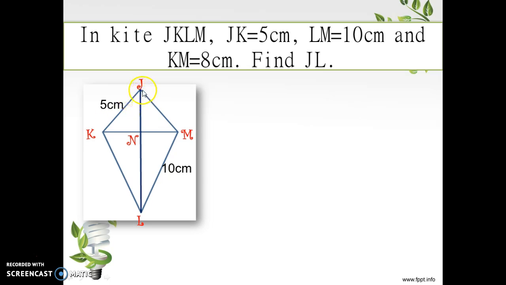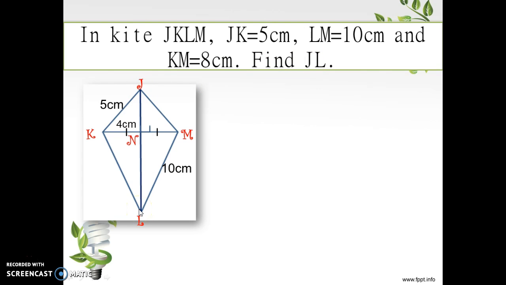So since diagonal JL bisected diagonal KM, it's expected that we can form two congruent parts here. We have line segment KN and line segment MN. Since this is 8, we can have 4 for each segment. So now we try to find JL. But how can we do that?